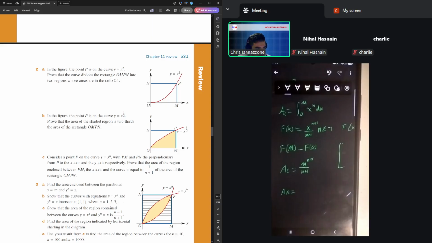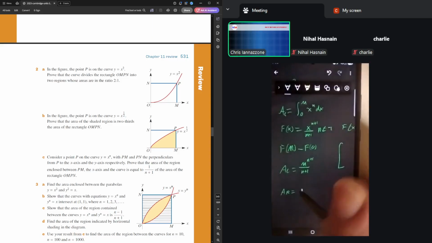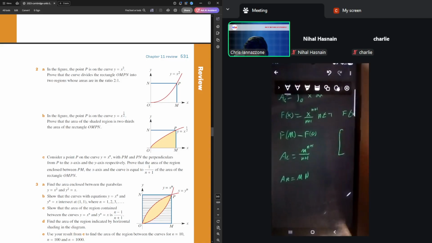So if we look back at our figure in part B or even part A, we can see that horizontally speaking is from 0 to m, so just m, and vertically speaking is from 0 to n, or just n. So our generic area formula would be m times n, whatever that is. Problem is, that's two variables, and we would like one instead.